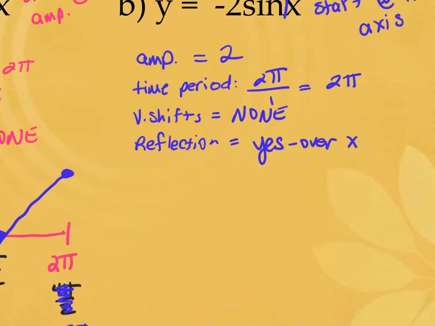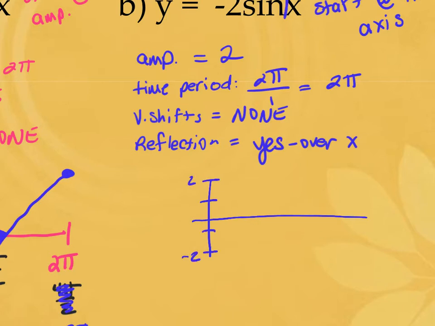So if we were going to graph this, guys, the first thing I would tell you to do is your amplitude. What's the highest point? What's the lowest point? 2 and -2. Okay, so +2, -2. Good. What's the time period? What do I start at? I start at 0, and I go all the way to 2 pi.